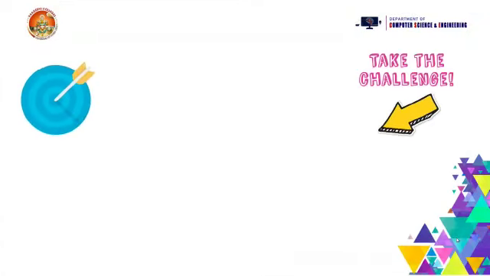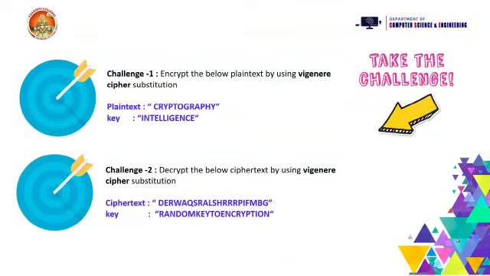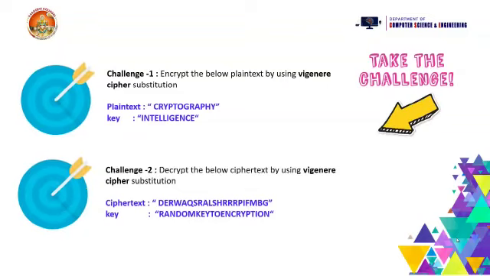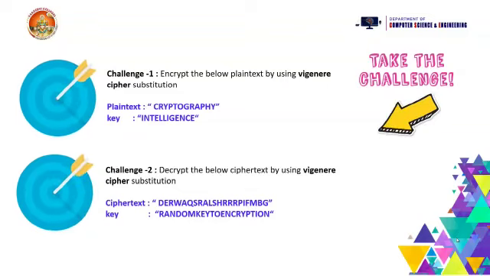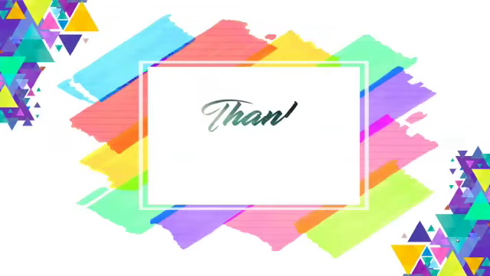You have to take these two challenges and solve them. The first challenge is to encrypt the below plaintext using Vigenere Cipher substitution. The plaintext is cryptography and the key is intelligence. And the second challenge is to decrypt the ciphertext using Vigenere Cipher substitution, and this is your ciphertext and this is your key.